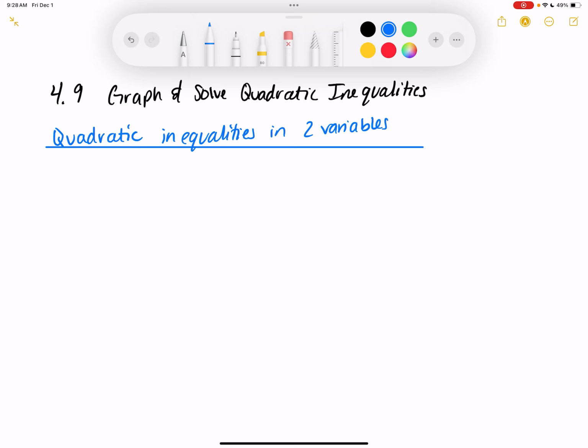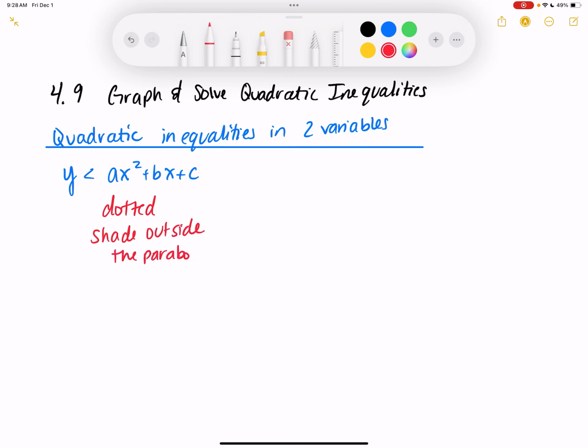So if we have something like y is less than ax squared plus bx plus c, this would be dotted, and we would shade outside the parabola. We've done linear inequalities before, now we're on quadratic inequalities, so graphing parabolas that are inequalities.